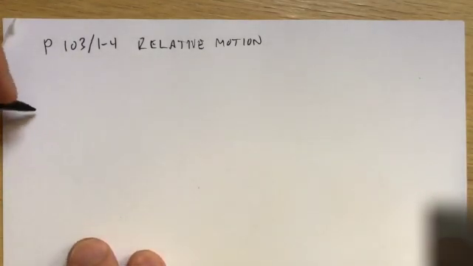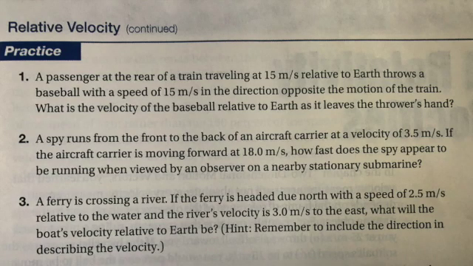So number one, a passenger at the rear of a train traveling at 15 meters per second relative to Earth throws a baseball with a speed of 15 meters per second in the direction opposite the motion of the train. What is the velocity of the baseball relative to Earth as it leaves the thrower's hand?